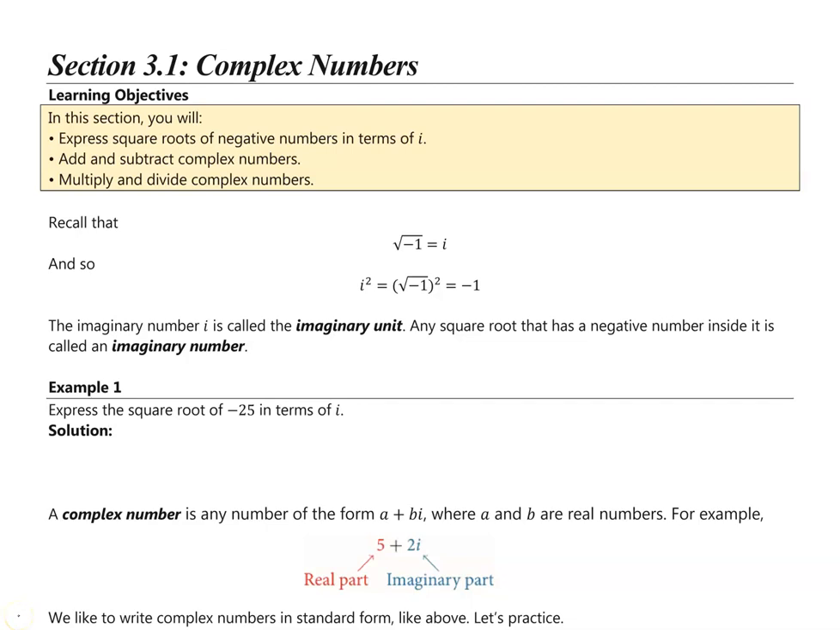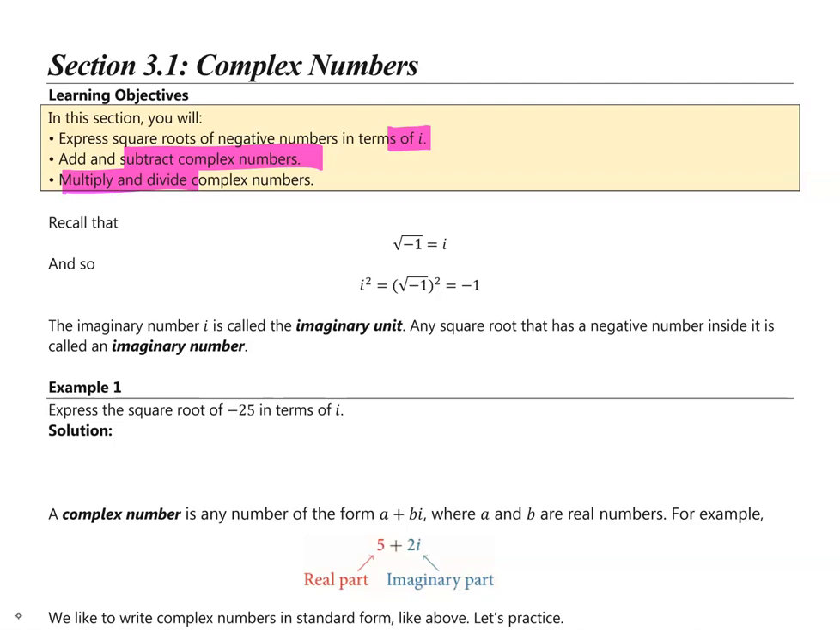Section 3.1 Complex Numbers. Learning objectives. In this section, you will learn to express square roots of negative numbers in terms of i, add and subtract complex numbers, and multiply and divide complex numbers.